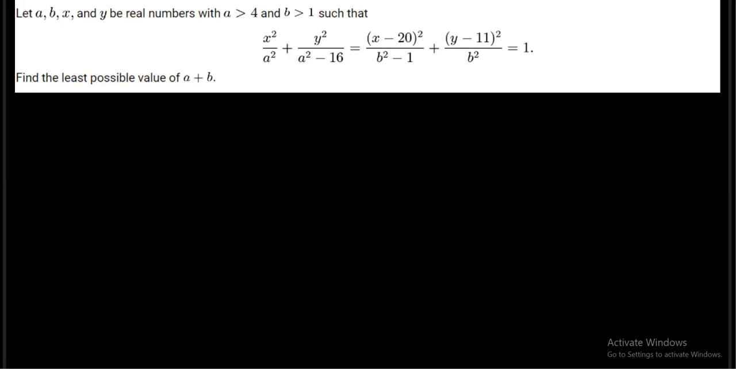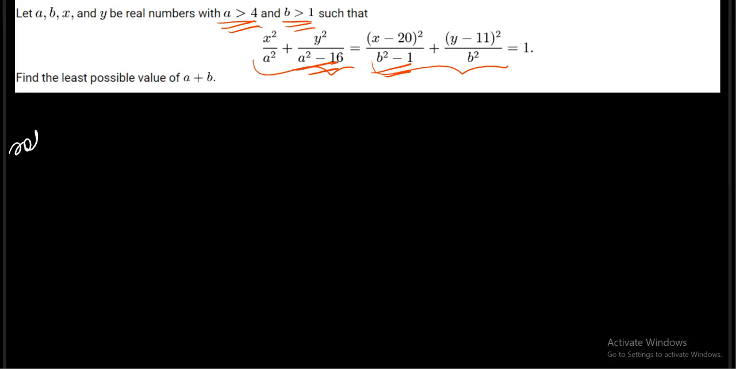The question says: let x and y be real numbers with a greater than 4 and b greater than 1, such that we have been provided with the two equations. According to the condition they have provided, we can easily identify that these are two ellipses. What they are saying is find the least possible value of a plus b. हमें a plus b का least value निकालना है.